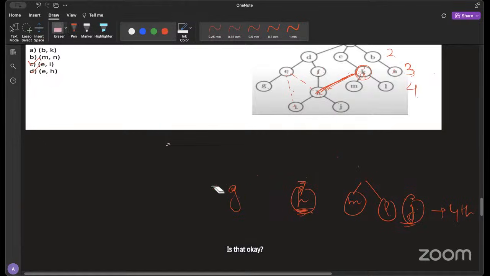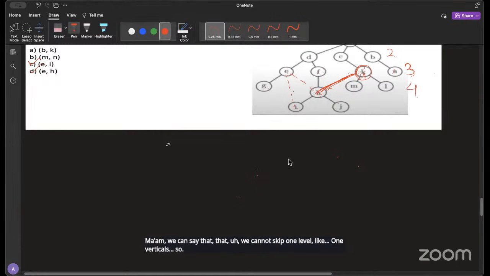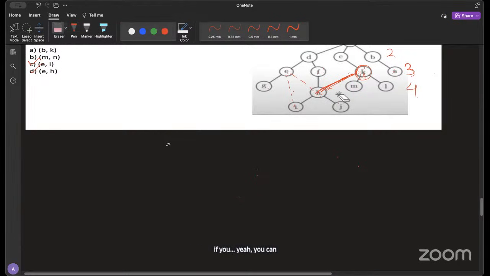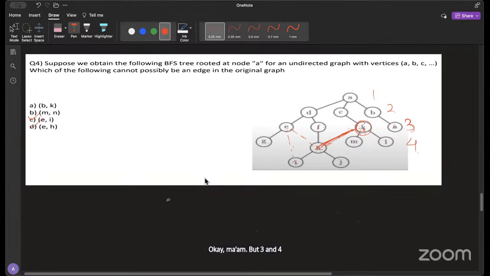Yes, ma'am. Ma'am, we can say that we cannot skip one level, like one vertices. So can we take it as a rule? Yeah, you can take that as a rule. If you skip more than 1 level, then that's not an edge in a tree. Like we cannot connect 3rd level to the 5th level, you are saying that? No, you can't. Okay, ma'am, 3rd level and 5th level cannot be connected. But 3 and 4 can be. Yeah, 3 and 4 can be.